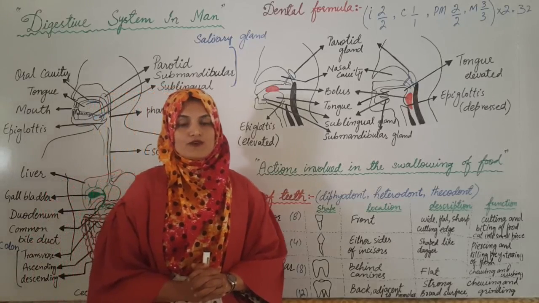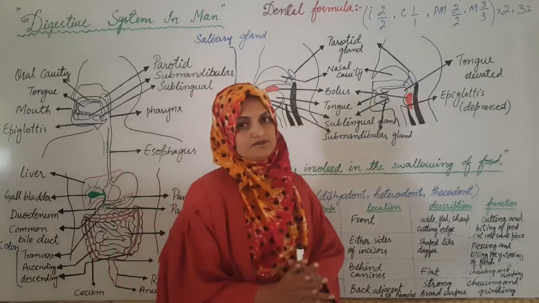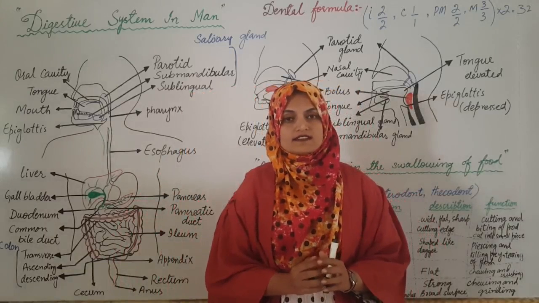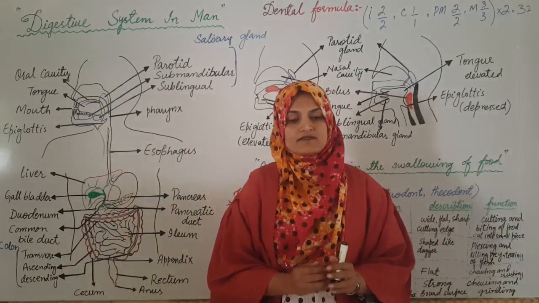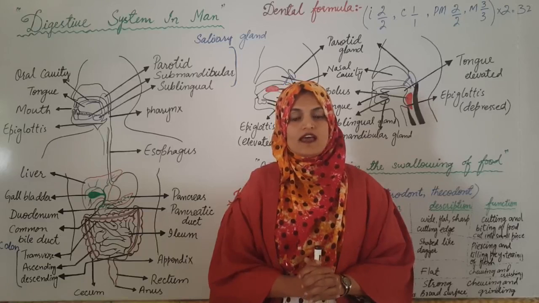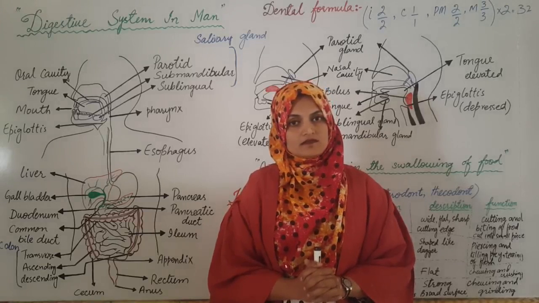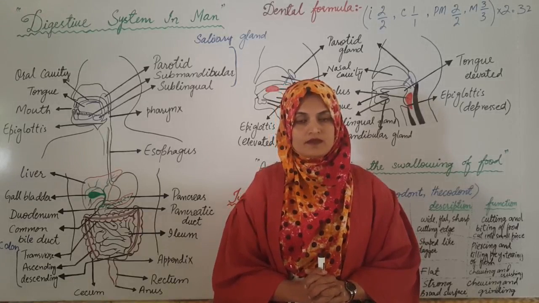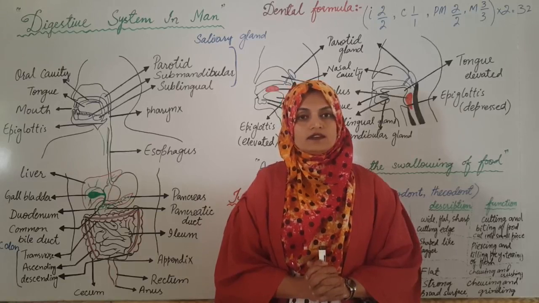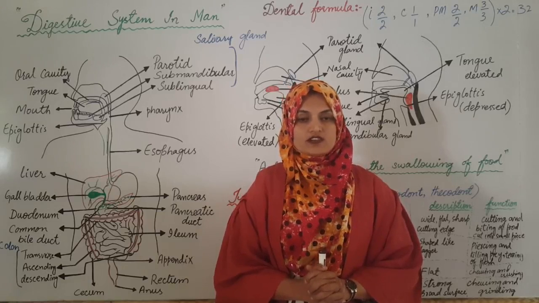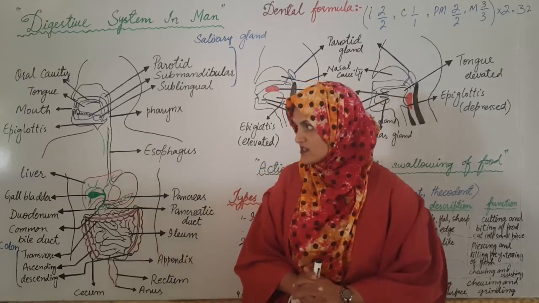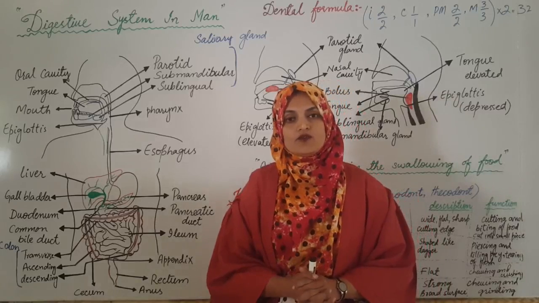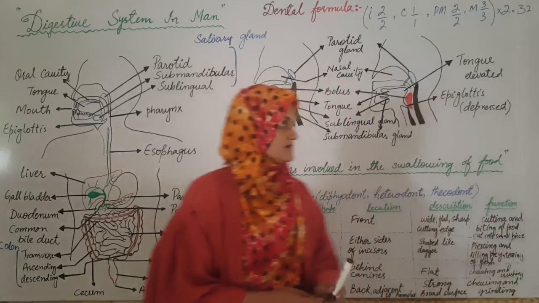As a result, the food becomes smaller in pieces, and the surface area increases so that it mixes well with the saliva, and chemical digestion can take place in the oral cavity. After the chemical and mechanical digestion within the oral cavity, the food is converted into a solid ball-like structure, which is termed as bolus.